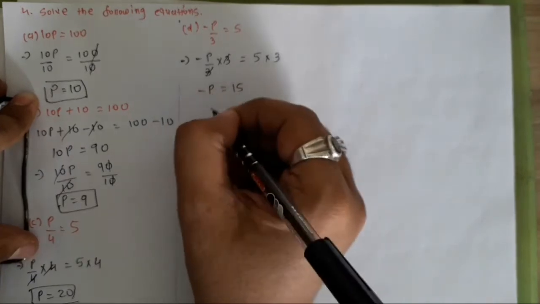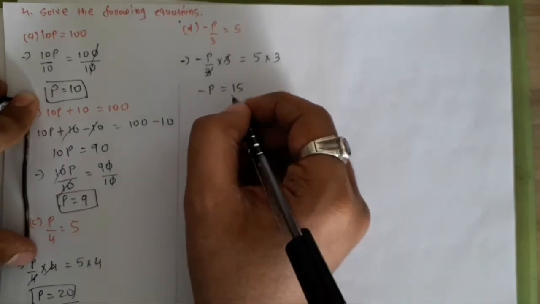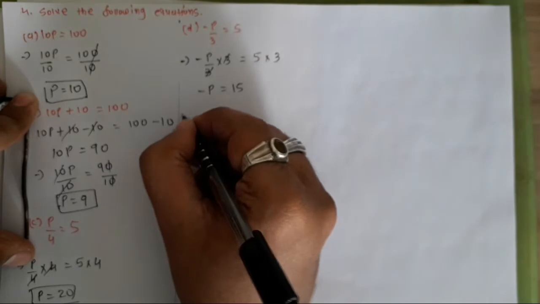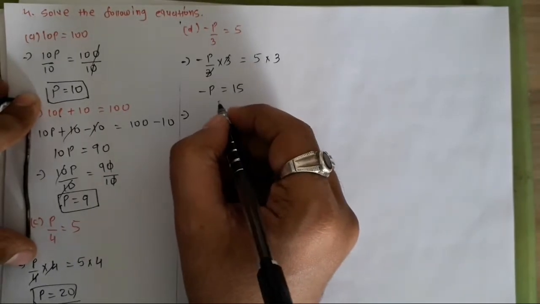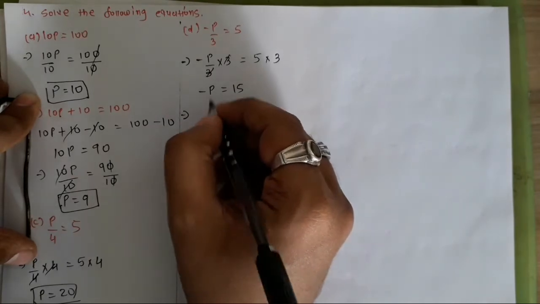But this is the value of minus p, so I have to find the value of p. For that I have to remove this minus sign. So what will I do? I will multiply both sides by minus 1, then I will get positive p.